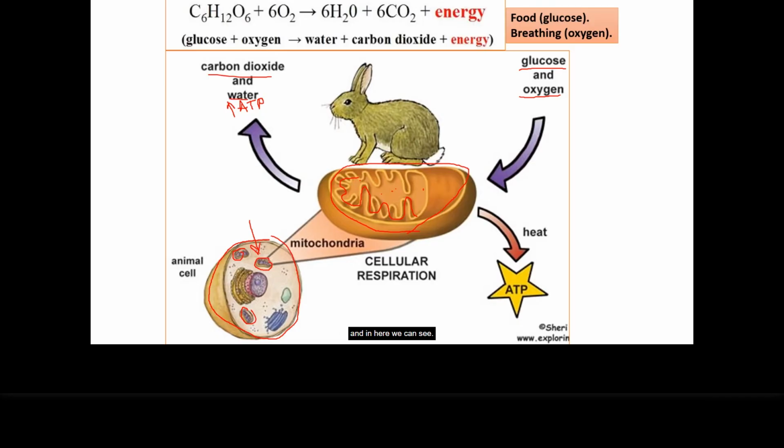And here we can see the glucose, the food molecules, and the oxygen that the rabbit is breathing. When they are used in the mitochondria, what will be produced? Water molecules will be produced, carbon dioxide will be produced, and a lot of ATP molecules will be produced. We need them to move different molecules and organelles inside of the cell. So each cell of the body requires these ATP molecules.